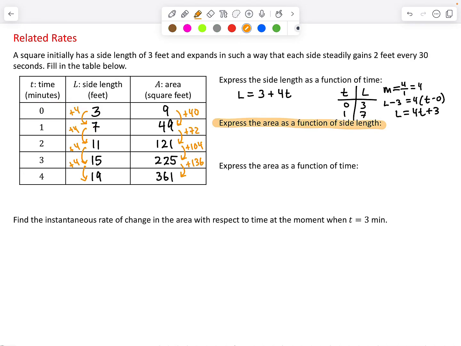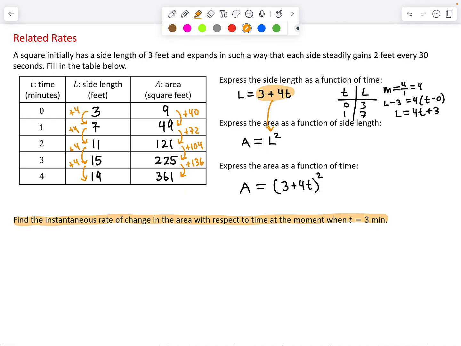Now express the area as a function of side length. This is just asking us for the area of a square whose side length is L, so that's just L squared. Now express the area as a function of time. Well, all we have to do is a substitution. We take L as a function of t and substitute it in for the L's in the area function. That gives us that the area is equal to (3 plus 4t) quantity squared. This is a function that inputs a time and will directly output the correct area at that time.